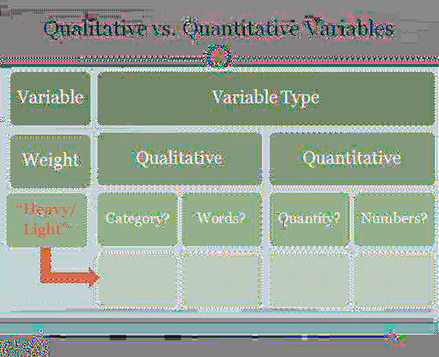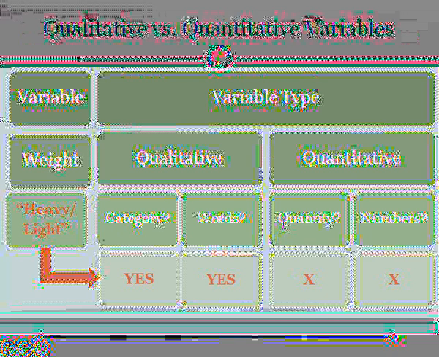Now consider the variable weight described in terms of heaviness or lightness. In this case, heavy and light are two categories. It's not described in numbers, it's described in words. Therefore, weight, when described by heaviness or lightness, is a qualitative variable. These two examples show that any attribute could be described qualitatively or quantitatively.